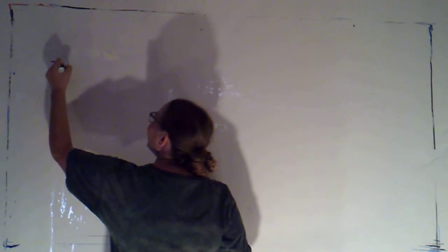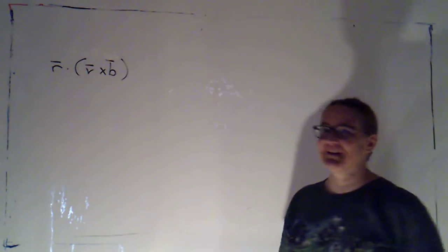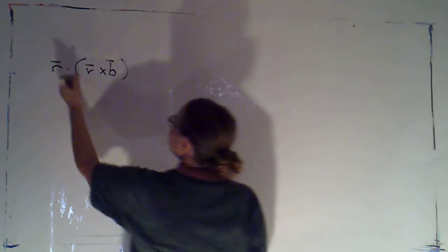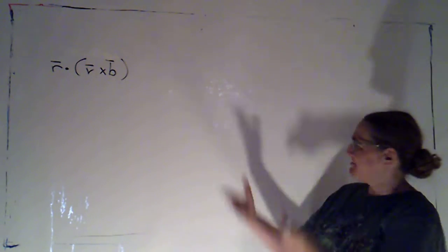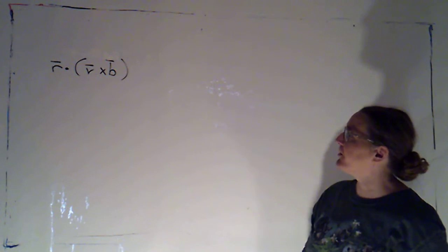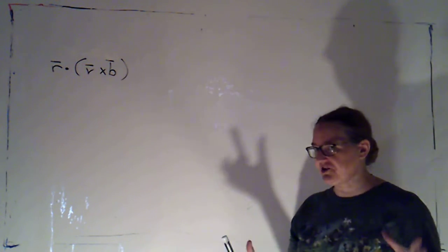In this video, we're going to characterize R dotted with V cross B. Now, it is not at all obvious why we want to do that, okay? It just seems kind of arbitrary. But we're actually near the end, and I can give you a little bit of strategy for what we're doing.